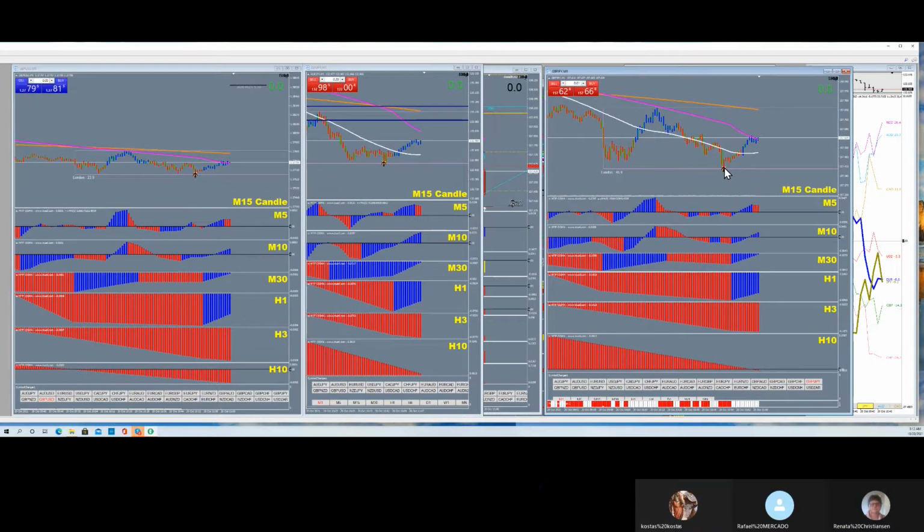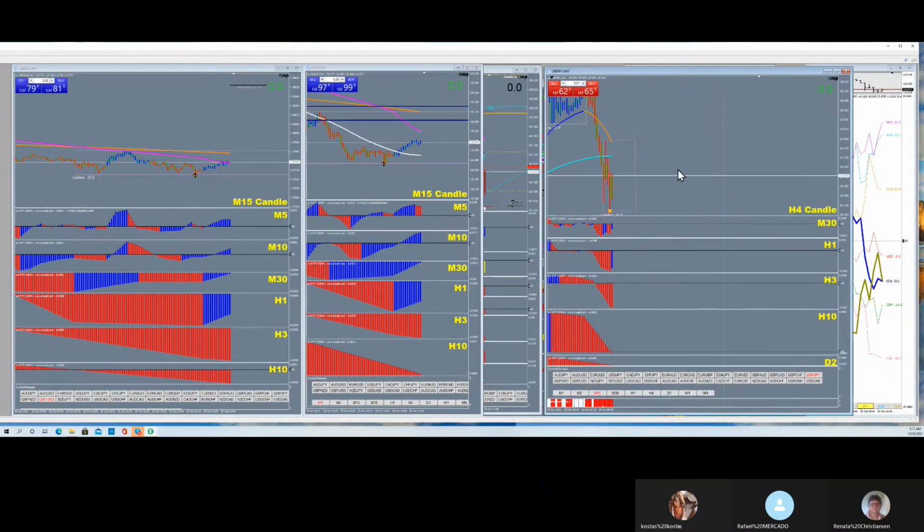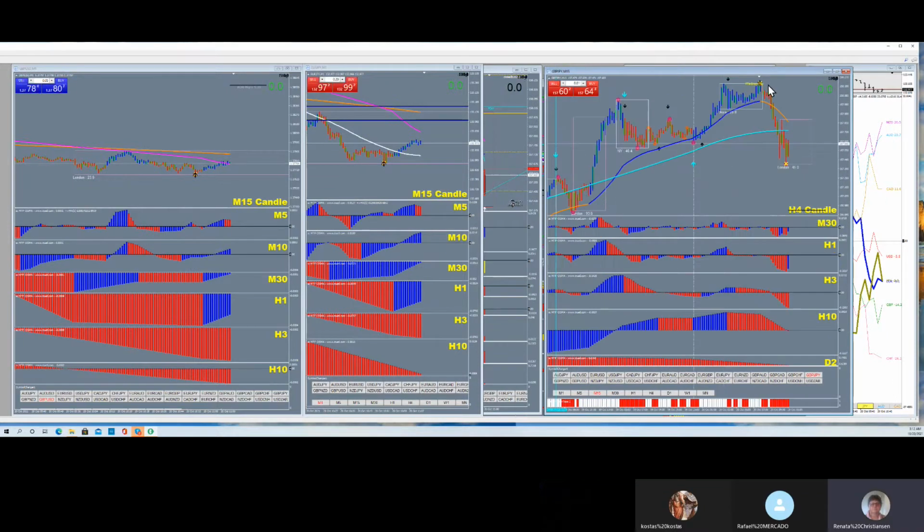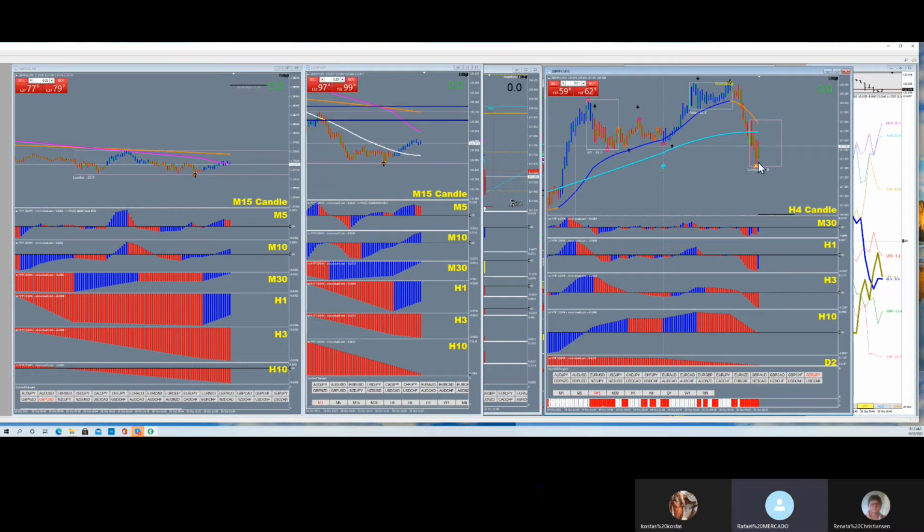But the ideal situation is you get another yellow ball up here somewhere, maybe in the New York session, and then take another move down. This is pretty much your first push down. So you haven't even had a good retracement.